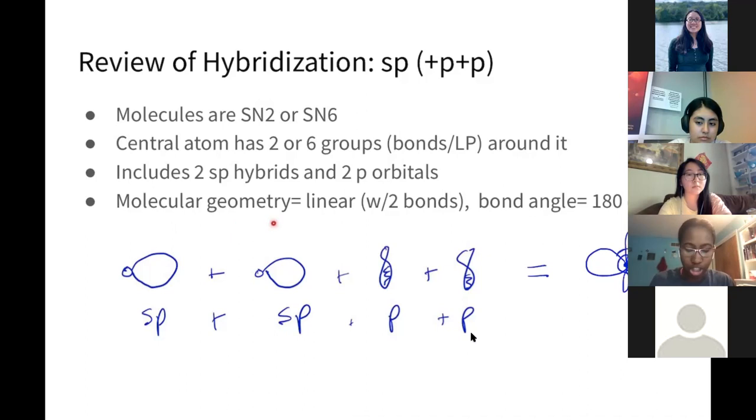Now, the molecular geometry for sp hybridization is linear if there are 2 bonds, and the bond angle is 180 degrees if you have 2 bonds. As you might remember from Chem 2070, lone pairs take more space than bonds. So the bond angle is going to be decreased if you had a bond and a lone pair versus 2 bonds.